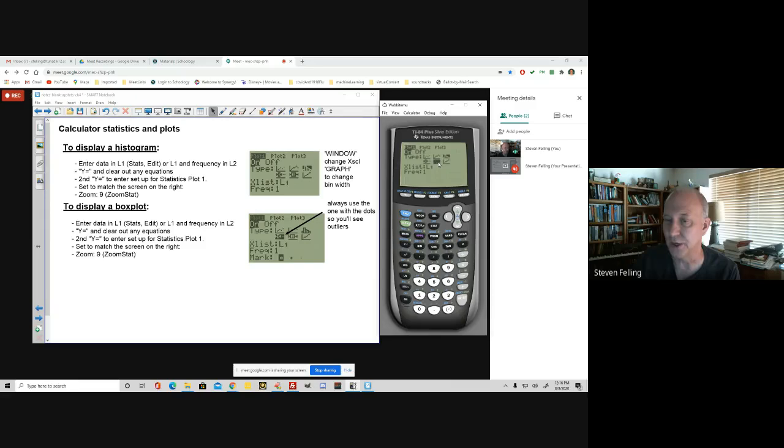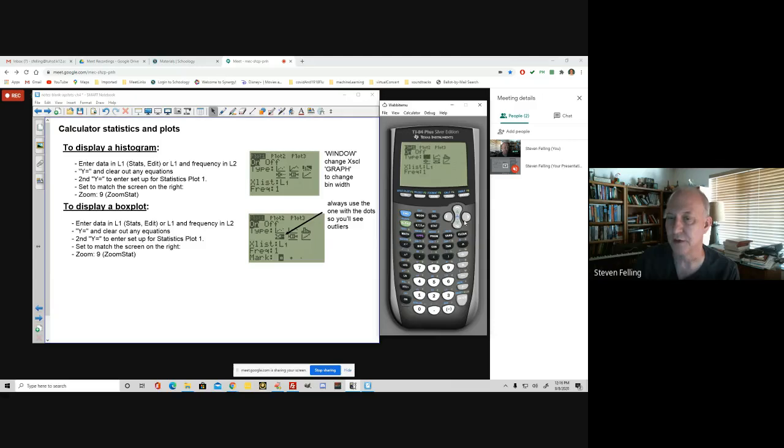So the second one, the one that doesn't have the dots, if I select that, and then I quit out, and then I do zoom 9 to display whatever the statistics plot setup is, I get a box and whisker diagram for the data, right? And I can use trace to jump around between the 5-number summaries. The median's at 72, Q1 is at 68, Q3 is at 80, the max is 105, and the min is 56, okay?